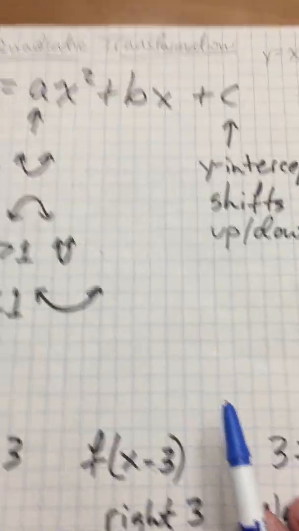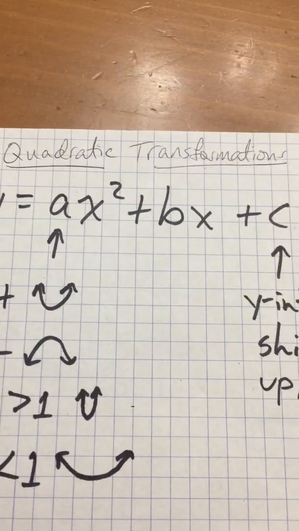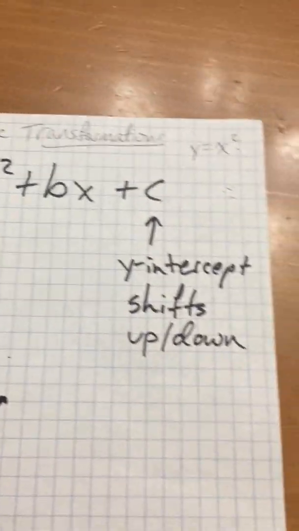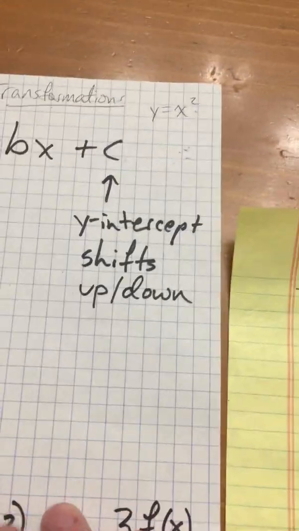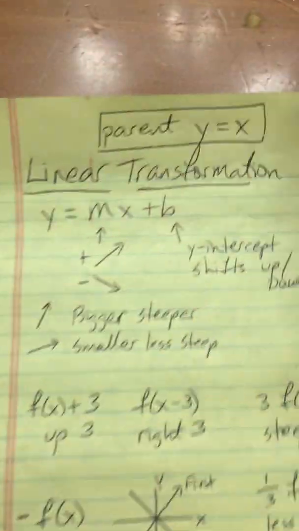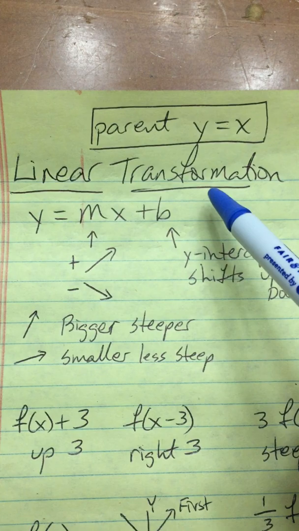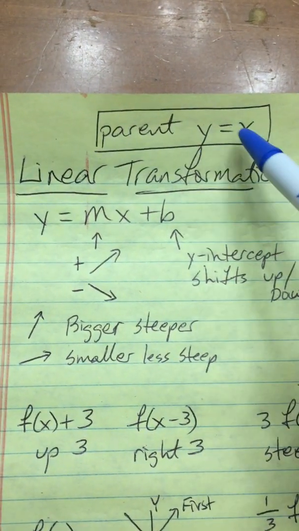Now, we did these with quadratics, but we can also do them with linears. We didn't do a lot of the linears at the time because I knew we'd come back and do it in our review. So here we go with the linear transformations. They are very, very similar. So a linear transformation, again, they're going to compare it to the parent, which is y equals x.